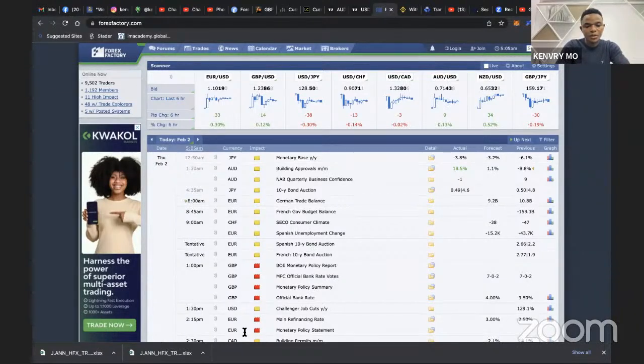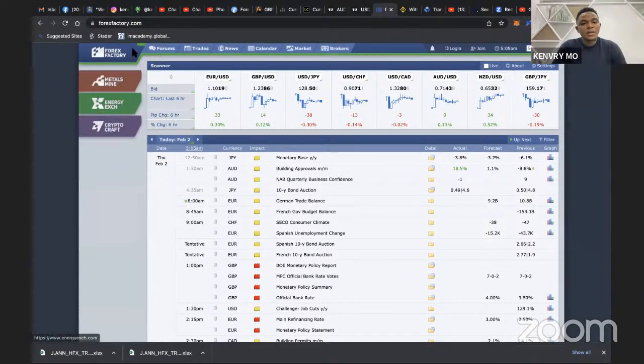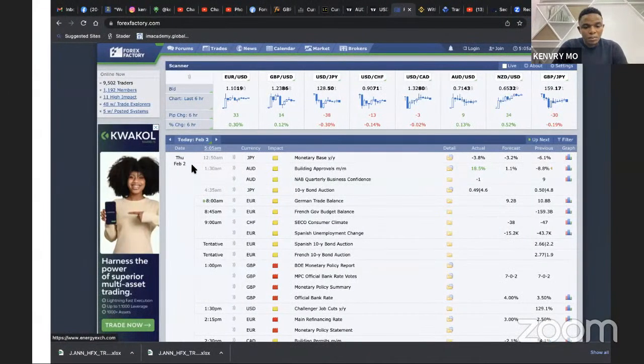www.forexfactory.com. Okay, so the second thing you do is check, I made a mistake, check the news.